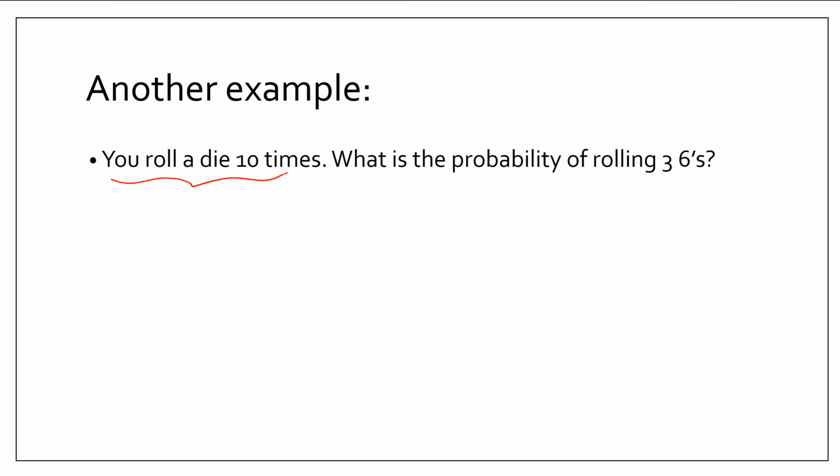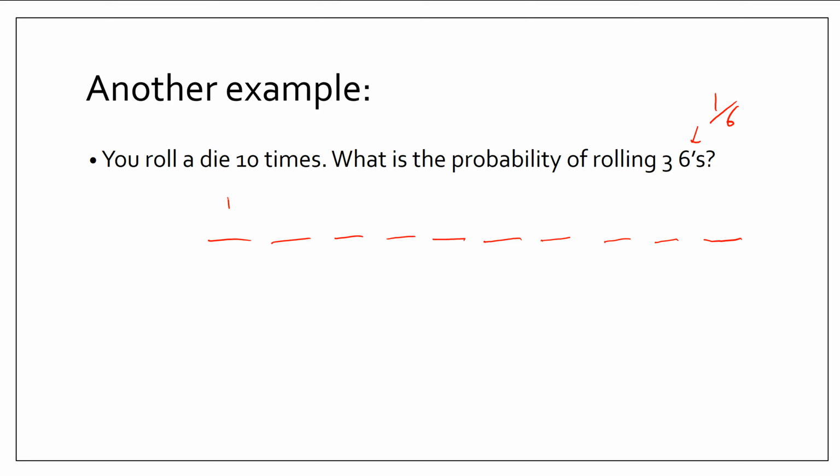So here's our next example. You're rolling a die 10 times. What is the probability of rolling 3 sixes? So let's think about what's going on here. Since I'm rolling the die 10 times, I'm going to have 1, 2, 3, 4, 5, 6, 7, 8, 9, 10 slots. And I'm looking at the probability of rolling 3 sixes. Now, clearly there's a 1/6 probability of rolling a 6. But where do I put that 1/6?